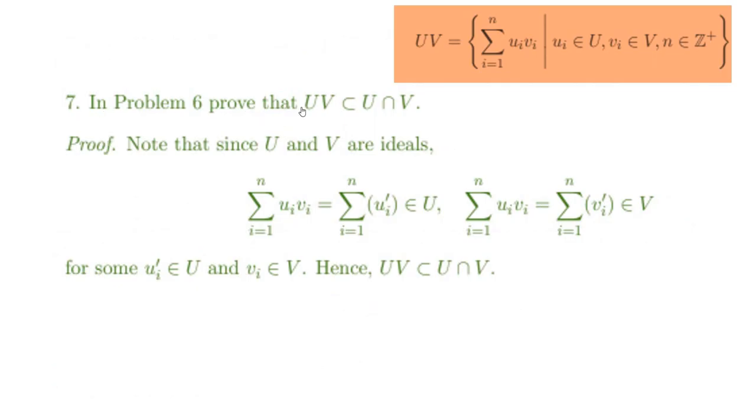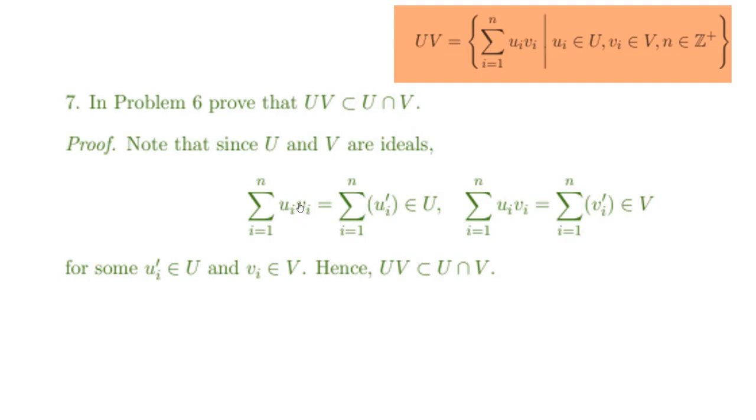Now in the above problem, we have mentioned what UV is. Now we'll show that this UV is contained in U intersection V. That is, elements in this are in U as well as in V. So that UV is contained in U intersection V. Now since U and V are ideals, any element in UV, when we consider, we know by the previous description that it should be of this form.